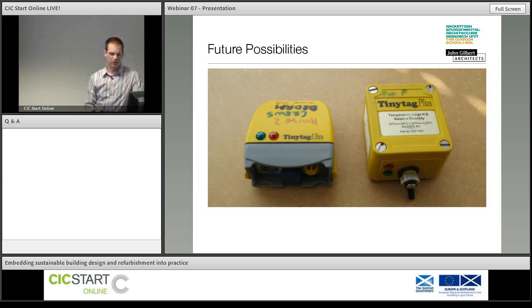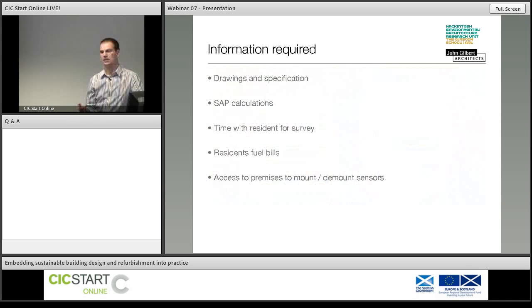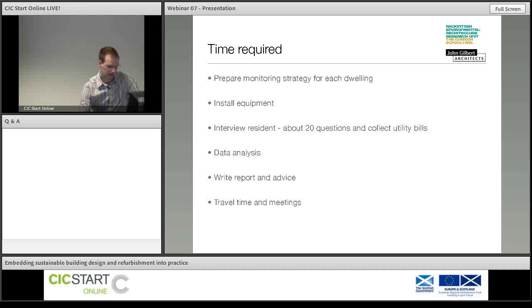So you've got your information from the sensors. The other information you're looking for is the drawings and the specification, the SAP calculations. The time with the resident for the survey, that's important. And that's one of the areas that we think, after testing this methodology, could be speeded up and improved. You've got to get the residents' fuel bills. And again, depending on where we are in the process, that could be made easier. And the key thing really is you've got to get access to the premises to mount and demount the sensors. And again, these are all fairly mundane organizational issues, but these are the things that take the time in this method, in any of the methodologies, getting into the houses.